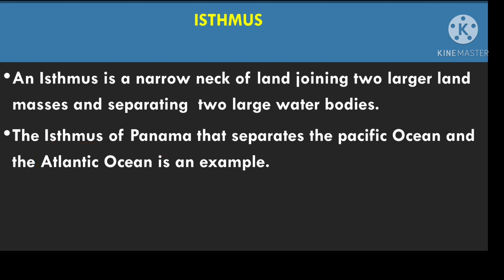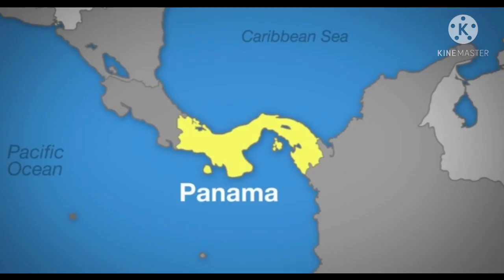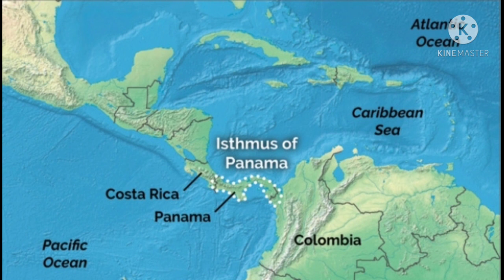So the Isthmus of Panama divides these two water bodies and connects North America and South America. You can see the image here. This is the Isthmus of Panama. You can see this small landmass is connecting the two major landmasses, that is North America in the north and South America in the south. This is the other image which shows the Isthmus of Panama.